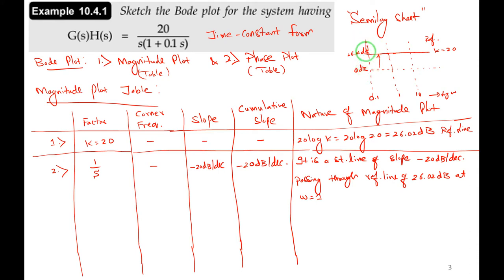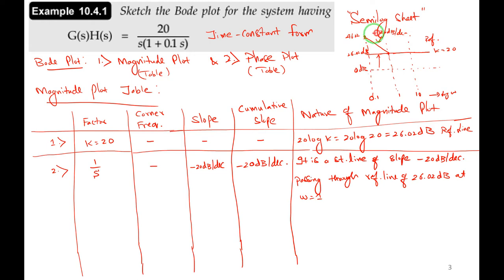I should move 20 dB up. 26, 36, 46 dB will be there, 46.02. Because 20 dB should be the slope, right? So 46 minus 26, it is 20 dB. Because I want 20 dB per decade slope, I should go 20 dB up and mark the point here. At omega equal to 1, I should mark one more point on the reference line. This is the reference line, and mark it. So you join it like this from 46 to 0. So this is a straight line of slope 20 dB per decade.